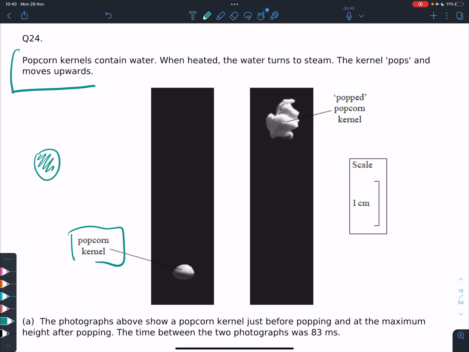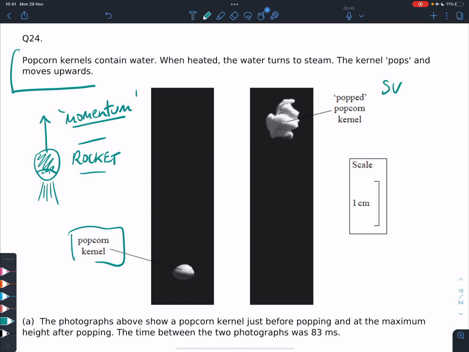Well, it's actually got water in it, first of all. But when you heat it up, the water turns to steam, and steam shoots out the bottom, and the corn shoots up the top. So broadly, this is like a rocket. And anytime you think of rockets, you think of momentum. So you're going to be using conservation of momentum, probably. And whenever you see things moving up and down, you're probably going to use a little bit of Suvat as well.